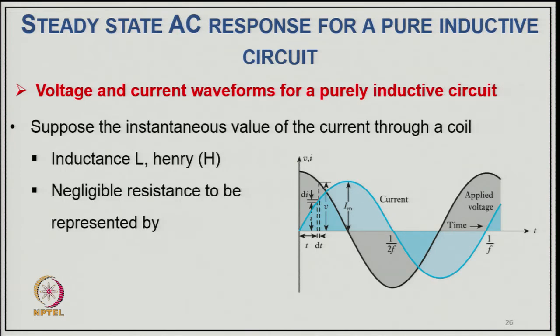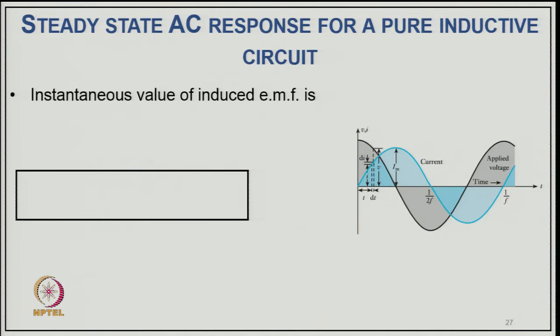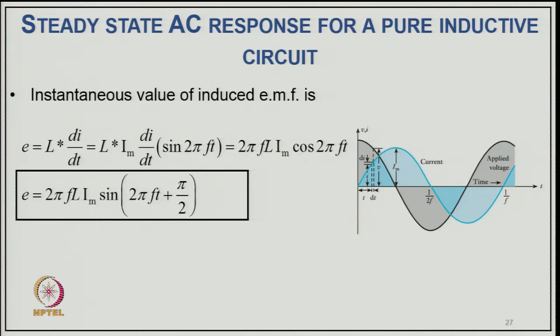Suppose the instantaneous value of the current through the inductance L henry, with negligible resistance present here, is I equal to Im sin omega t, that is Im sin 2 pi f t, where omega is 2 pi f, as shown in this waveform. The instantaneous value of the induced EMF will be E equal to L dI by dt equal to L Im. We can take the derivative dI upon dt of sin 2 pi f t, which becomes 2 pi f L Im cos 2 pi f t, and we can write E equal to 2 pi f L Im sin of 2 pi f t plus pi by 2, just a phase shift of 90 degrees.